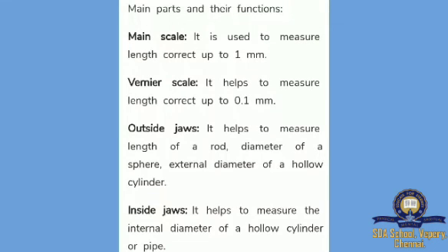Now let us see the continuation of the 9th question. Main parts and the function of a vernier caliper. The main parts are the main scale, vernier scale, outside jaws and inside jaws. The main scale is used to measure length correct up to 1 millimeter. The vernier scale helps to measure length correct up to 0.1 millimeter. Outside jaws help to measure the length of a rod, diameter of a sphere, external diameter of a hollow cylinder. And inside jaws help to measure the internal diameter of a hollow cylinder or pipe. These are the main parts and the functions of the vernier calipers.